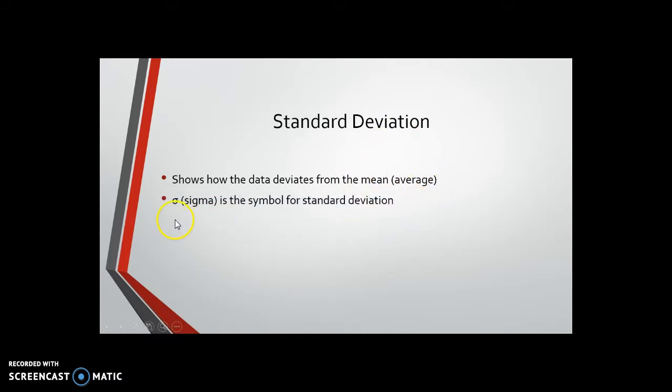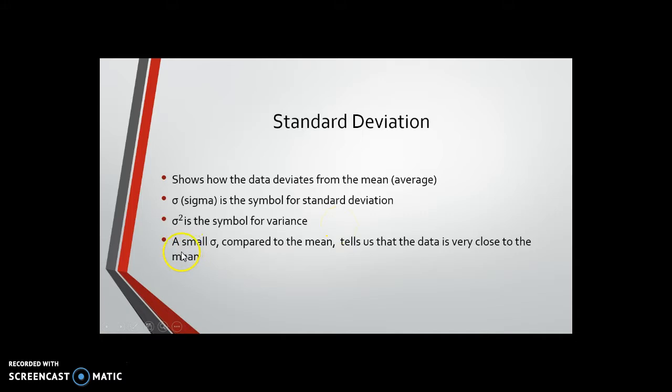So what you're looking for today, this symbol right here is called sigma. It's the symbol for standard deviation. If we square sigma, sigma squared is the symbol for variance. We'll be looking for those today.